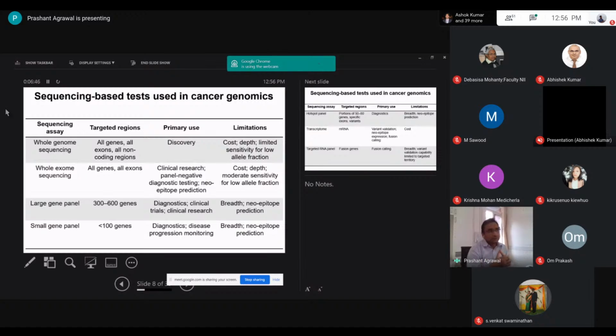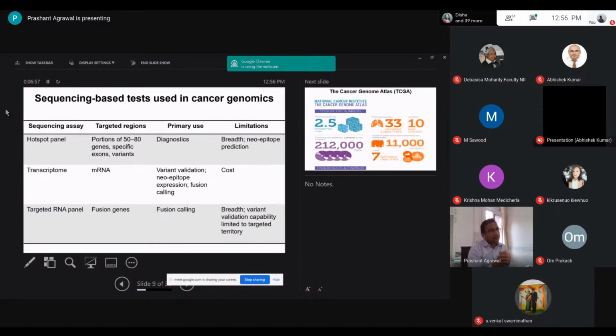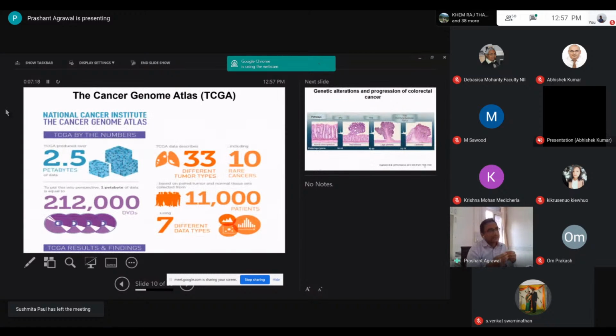I would talk about sequencing-based tests. When we talk about whole genome sequencing, it includes all the genes. Whole exome is where we are talking only about the exonic region, and then there are different kinds of panels, large gene panels and small gene panels. Then we go forward to the hotspot panel, which is very much used clinically, when the clinicians are very interested to find out what hotspot mutations are present. And then the transcriptome and targeted RNA panel. I'm skipping it because of the 15-minute time, and I wanted to give some background before I talk about cancer.